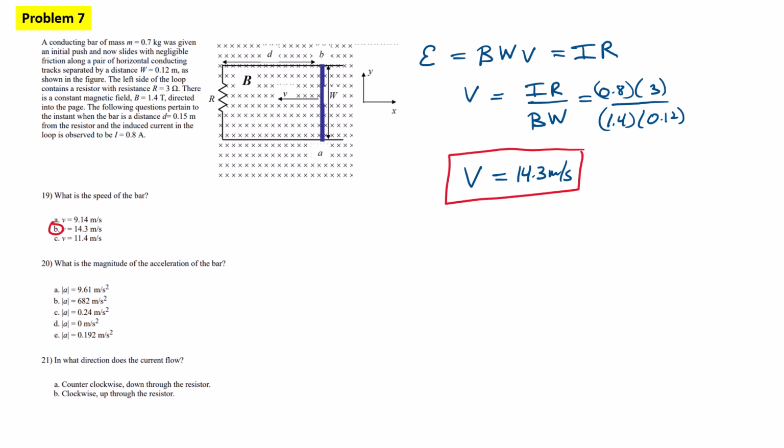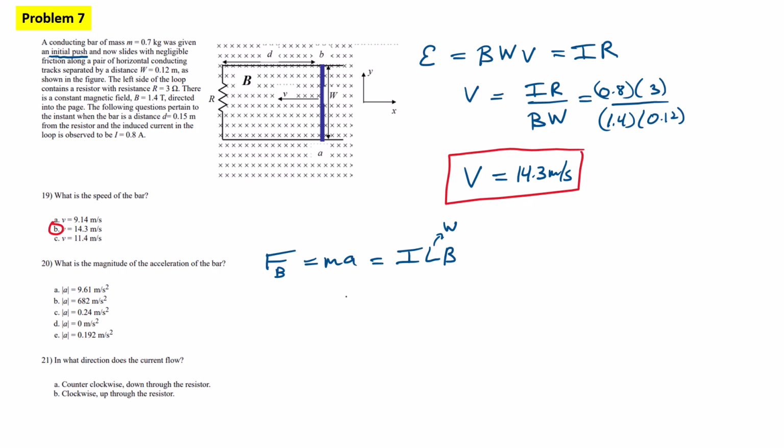The next question says, what is the magnitude of the acceleration of the bar? Remember, it was just given some initial push, so what we have to do now is calculate the acceleration. Newton's second law says if you look at all the forces acting on the bar, that must be equal to the mass times the acceleration. In this case, the force is the magnetic force, so we have I multiplied by the length multiplied by the field. Again, my length here is nothing more than the width of that bar, W.